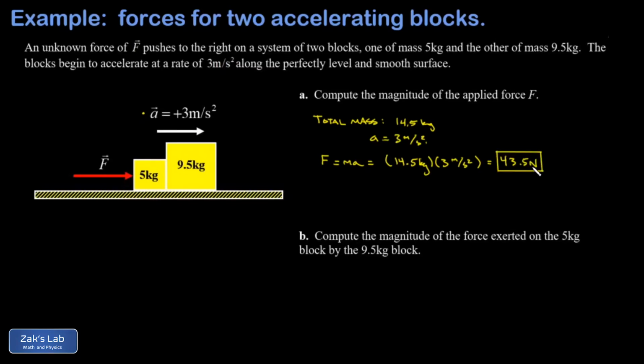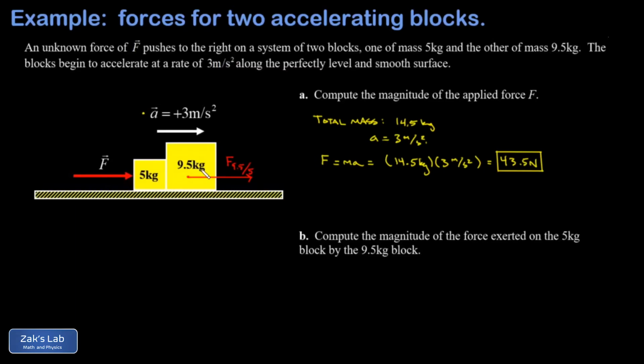In part B, we're asked to compute the magnitude of the force exerted on the 5 kilogram block by the 9.5 kilogram block. So we're getting into some concepts about interaction forces here. To get into the details of the interaction, I know that the 9.5 kilogram block feels a force from the left exerted by the 5 kilogram block. Otherwise, it wouldn't be accelerating to the right. And we're going to call that F on the 9.5 due to the 5 kilogram block. So an F with a subscript of 9.5/5.